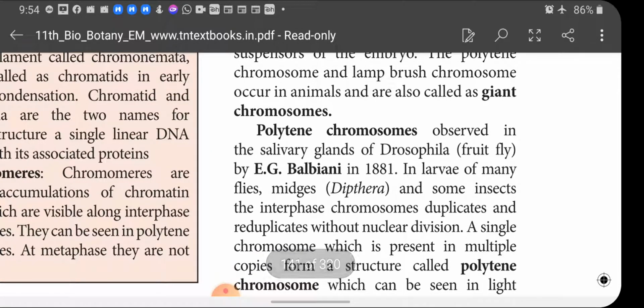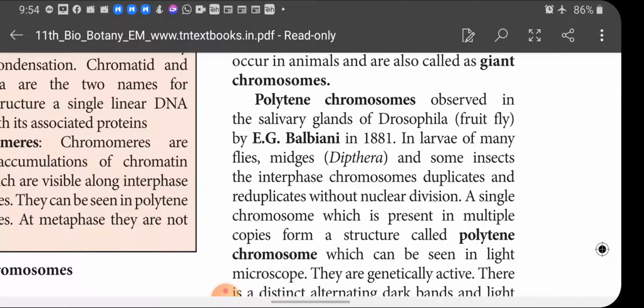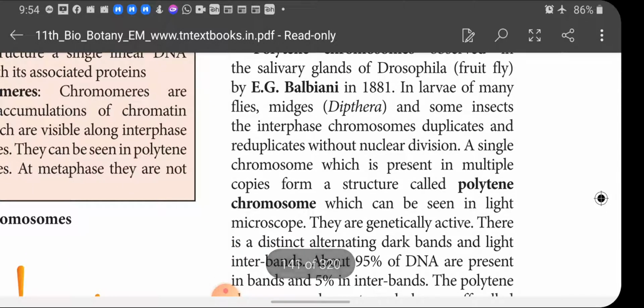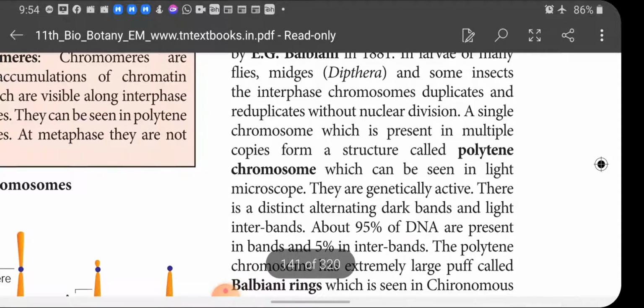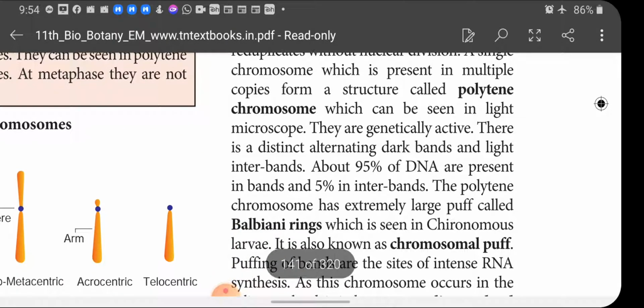In larvae of many flies, midges, that is Chironomus larva, and some insects, the interphase chromosomes duplicate and reduplicate without nuclear division. A single chromosome present in multiple copies forms a structure called polytene chromosome, which can be seen in a light microscope. They are genetically active. There are distinct alternating dark bands and light bands in the polytene chromosomes, and about 95% of DNA is present in bands and 5% in interbands.